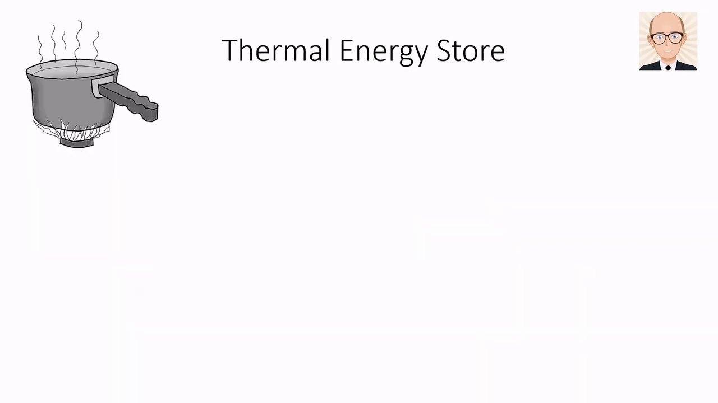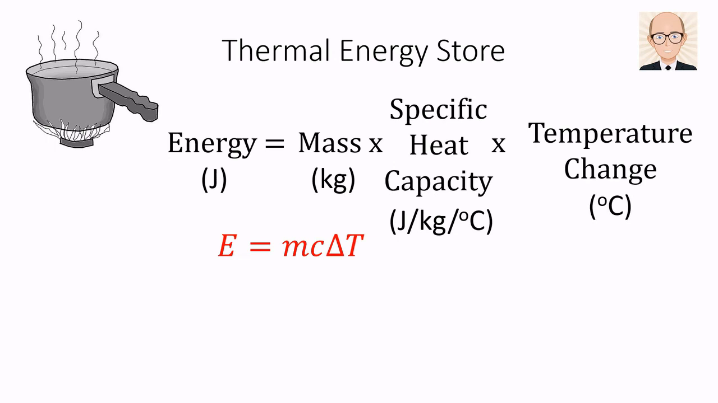The last 2 equations relate to the thermal store of energy. The thermal store will increase or decrease as the temperature of the object increases or decreases. The equation we need to calculate thermal energy in this way is mass times specific heat capacity times temperature change, or E equals mc delta T.